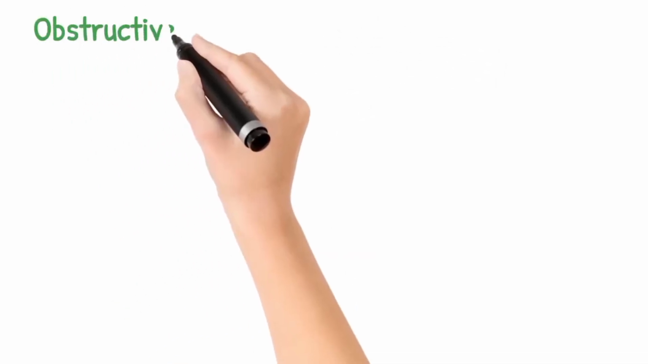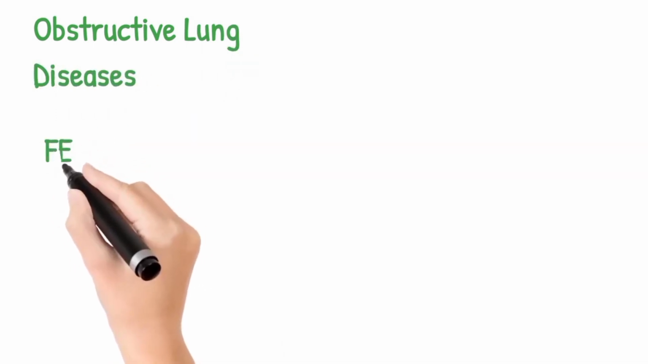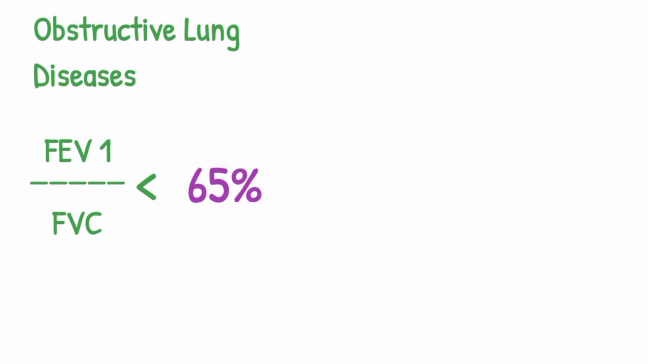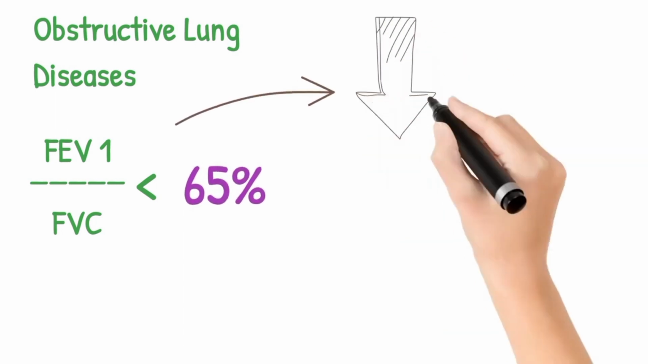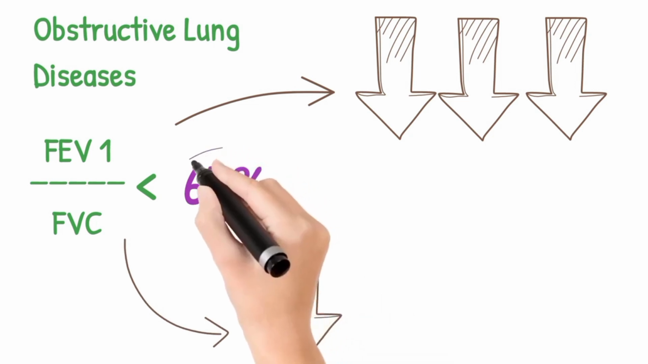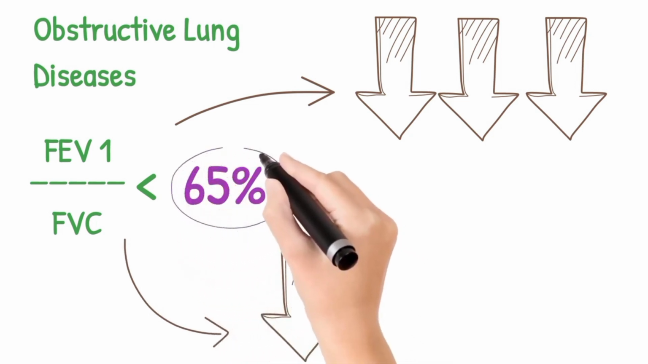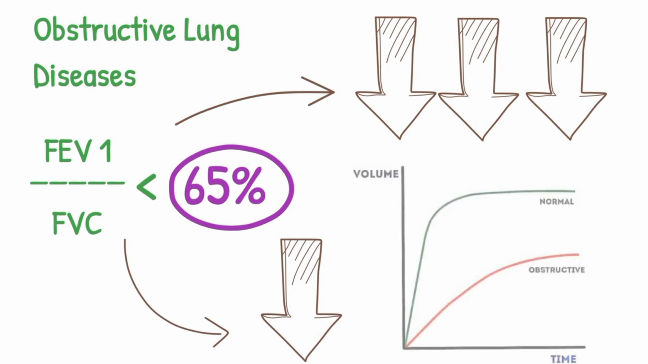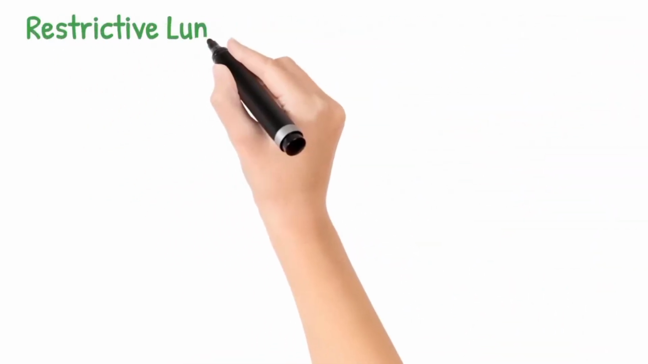In obstructive lung diseases the ratio of FEV1 to FVC is less than 65%. The reason is that FEV1 decreases more as compared to FVC. As a result the percentage is below 65%. This is evident from the graph where in the diseased state the slope of the graph is decreased more in the first second than in restrictive lung diseases.